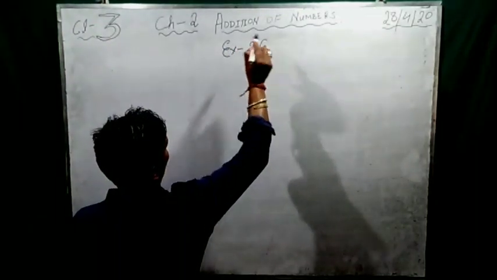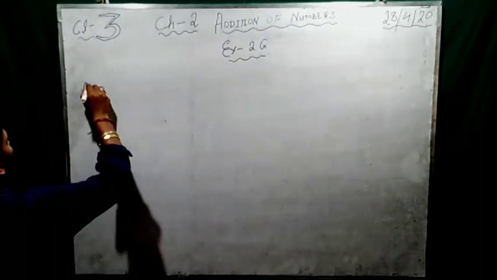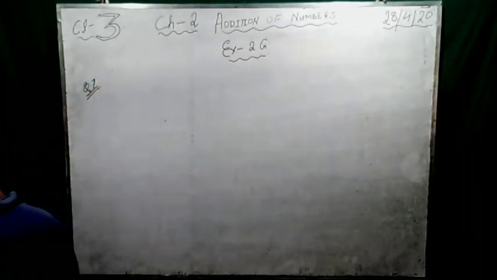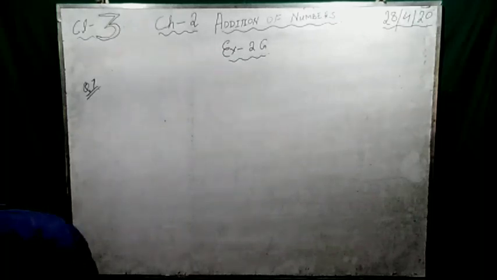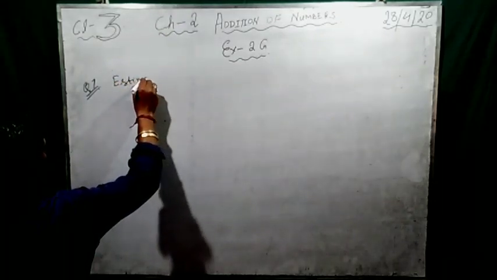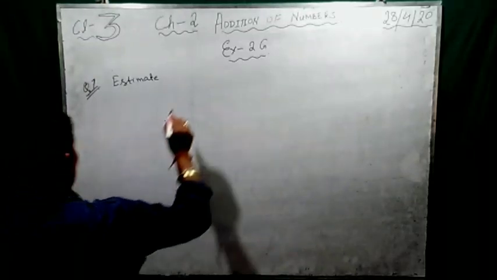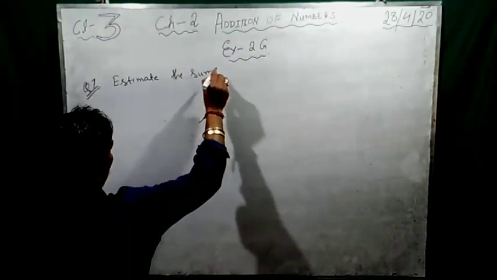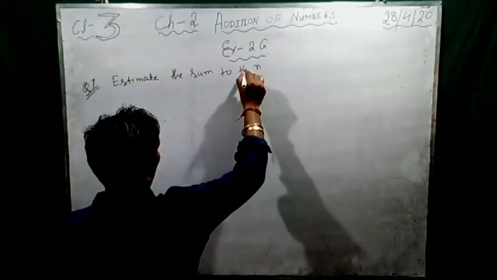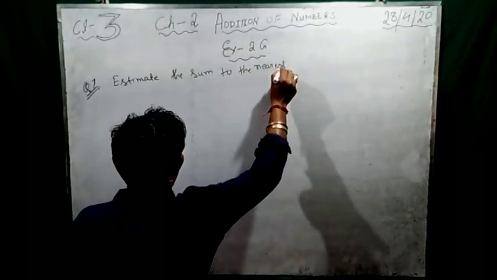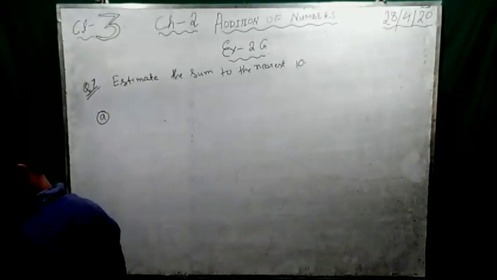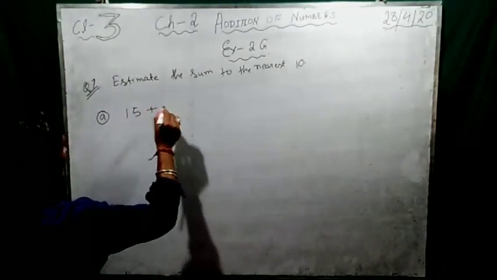Exercise 2G. Question number 1. Estimate the sum to the nearest 10. Okay. So number A, 15 plus 8.